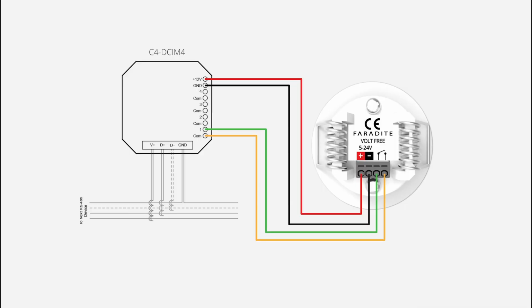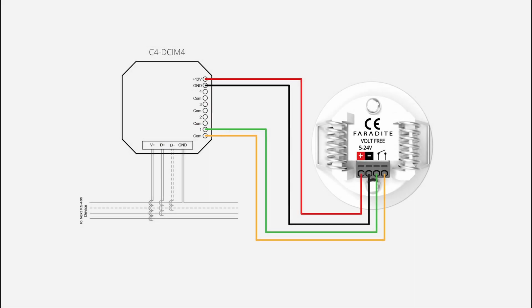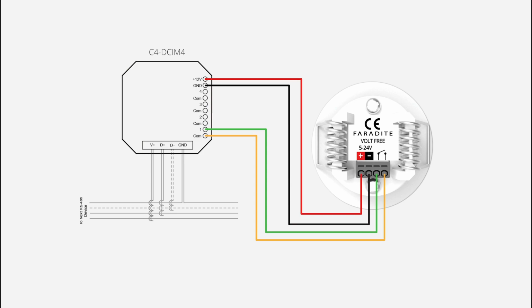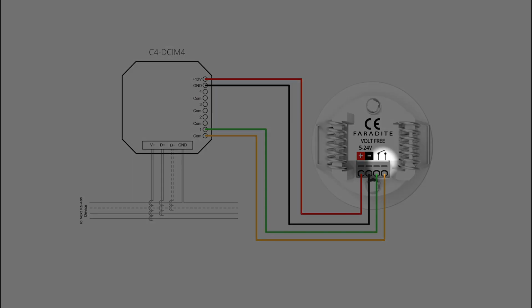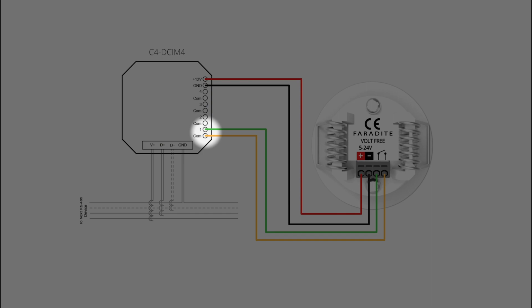The Control4 4-channel bus dry contact module has 4 dry contact inputs, so up to 4 motion sensor 360 volt-free can be connected to each DCIM4. Power the motion sensor from the plus 12 volt and ground fly leads. Remember to activate the 12 volt output in Composer if using these terminals to power the sensor. We then connect the volt-free output of the motion sensor to the COM and 1 fly leads.